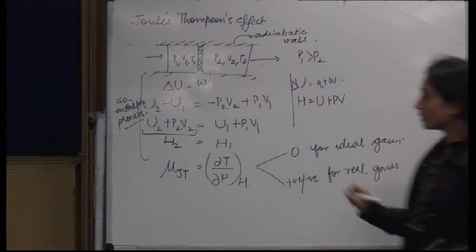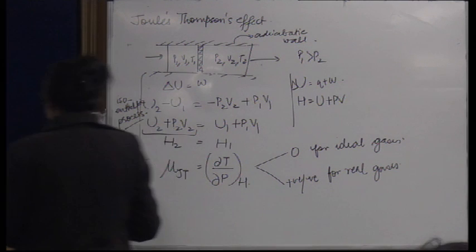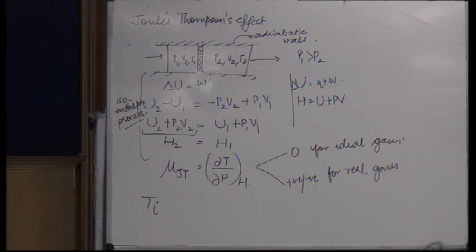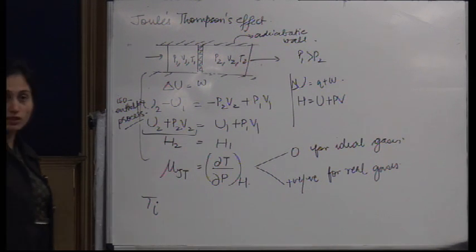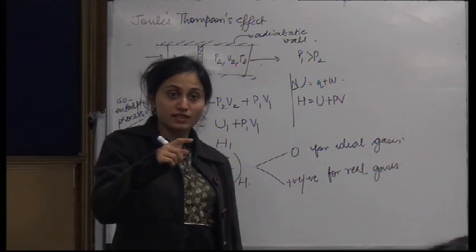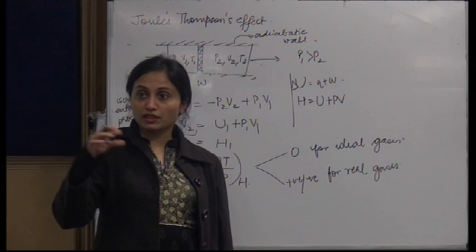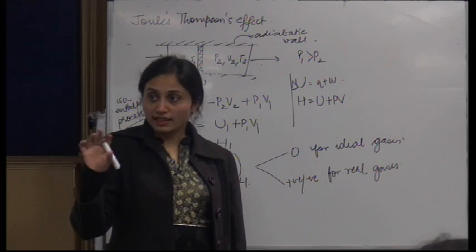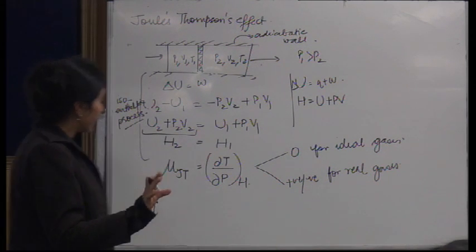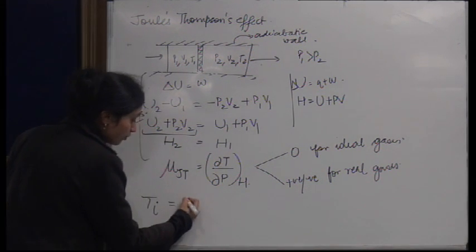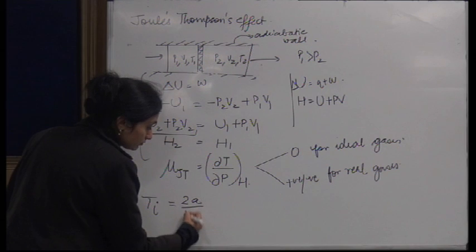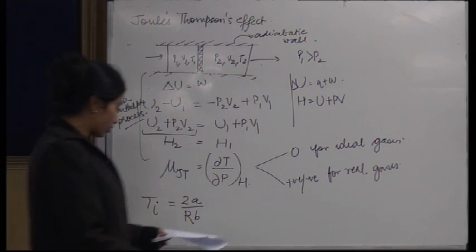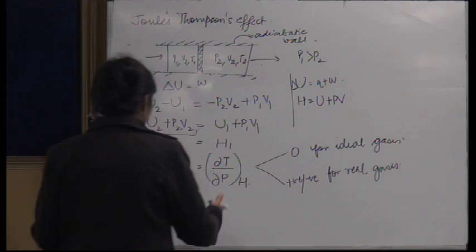And it is from here that we arrive at a temperature called the inversion temperature. We have talked about the inversion temperature in our gaseous state because your inversion temperature can be expressed in terms of A and B, the van der Waals constant. A and B are your van der Waals constant. Inversion temperature is equal to 2A upon RB.